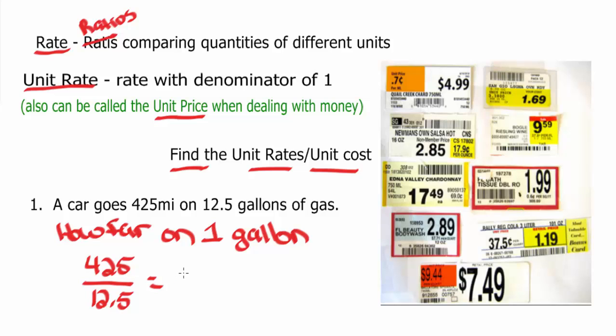This is going to be 35, you have to label it, miles a gallon. So that means that this particular car gets 35 miles a gallon, which is important when you're buying gas and things like that. But look over here.